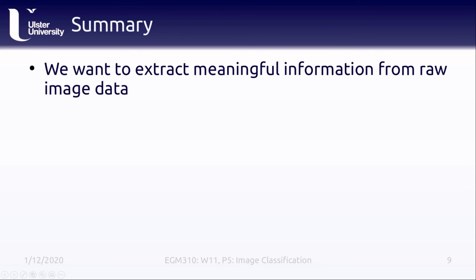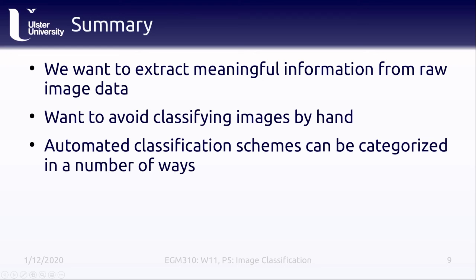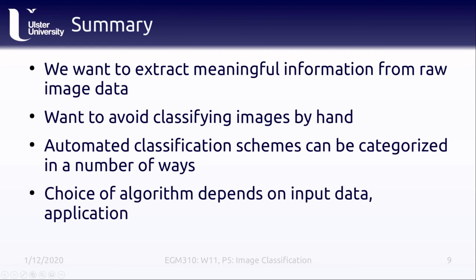In this lesson, we have discussed how our goal in remote sensing is often to extract meaningful information from raw image data. We want to avoid classifying images by hand. It's normally time-consuming and it can be difficult to reproduce. We discussed how automated classification schemes can be categorized in a number of different ways that are not mutually exclusive. A given algorithm can actually fit into several of the different categories that we talked about. The choice of algorithm we use is going to depend on the input data that we have and the particular application that we have in mind.